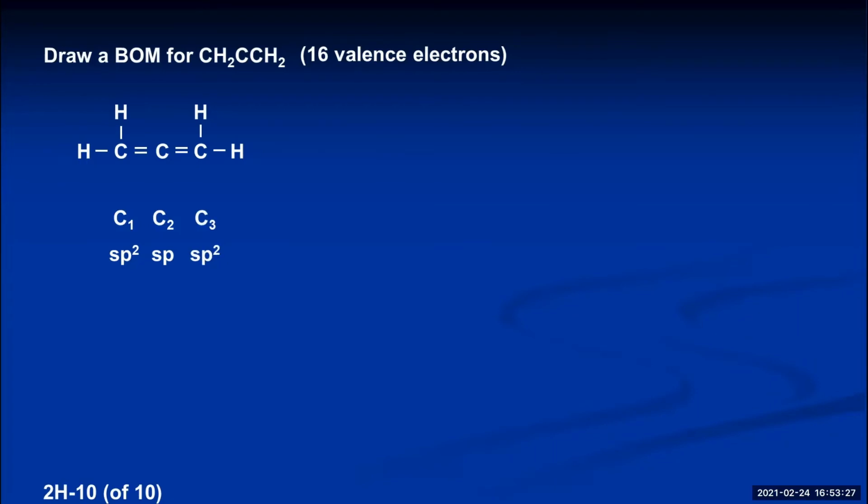So if we're going to draw the bond orbital model for this, we have 2 multiple bonds. You can start with either one. So what I'm going to do is start with carbon number 1 and draw its sp2 hybridized orbitals exactly like the last one. We have our 3 sp2 orbitals drawn in a trigonal planar geometry with the unhybridized p orbital up and down.